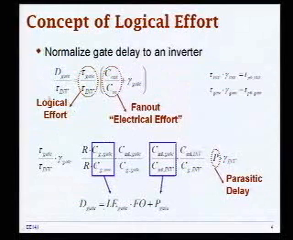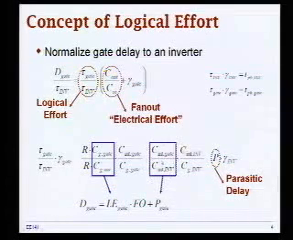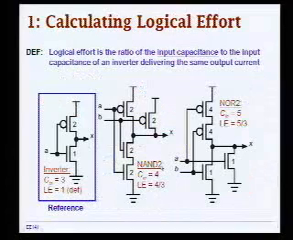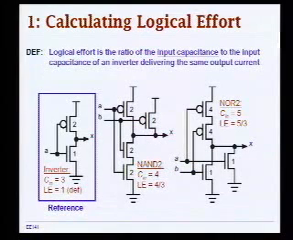So that's basically it. This is logical effort. That's simply ratio of the gate capacitances, and then you have this parasitic that is simply ratio of these intrinsic capacitances. So step number one, calculating logical effort. We said we are going to normalize everything to the reference case, which is an inverter. And we just need to start from this definition that logical effort is the ratio of the input capacitance to the input capacitance of an inverter delivering the same current.